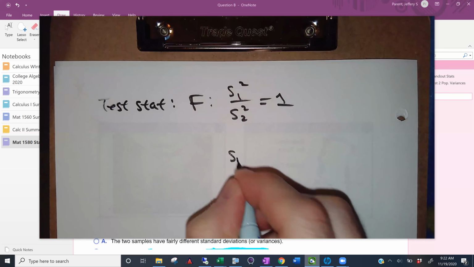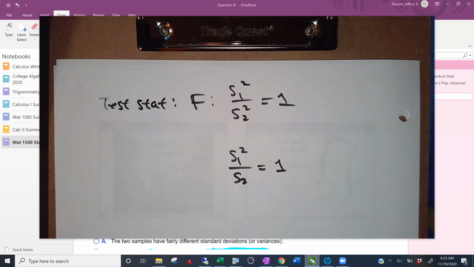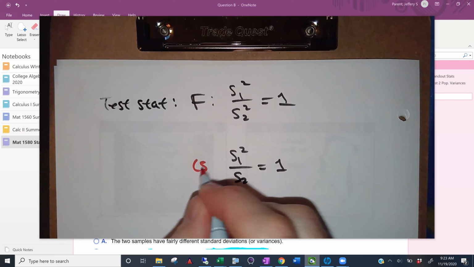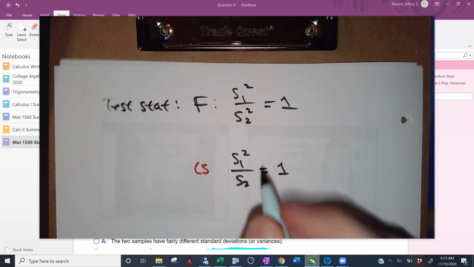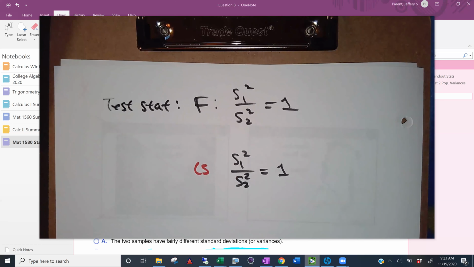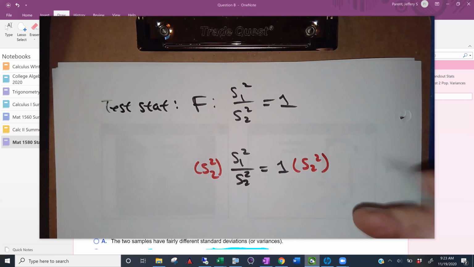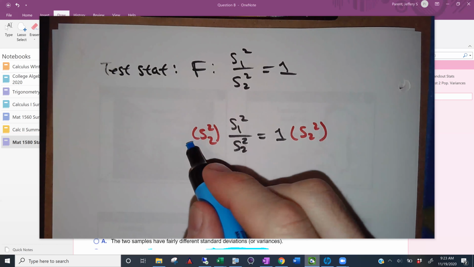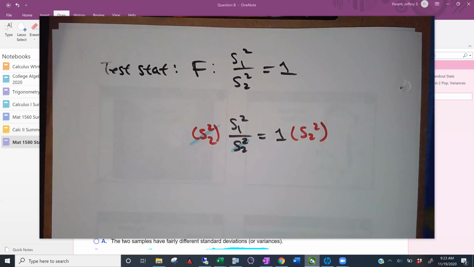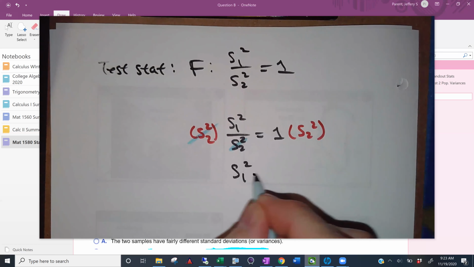So, okay. Let me clean this up. Let me rearrange it a little bit. What if I multiply both sides by, and this should be squared up here as well, what if I multiply both sides by the denominator? That's s2 squared on both sides. Can anyone tell me what's going to happen with this? I know this is algebra. You didn't sign up for algebra. My apologies. But what we'll get is s1 squared equals s2 squared.